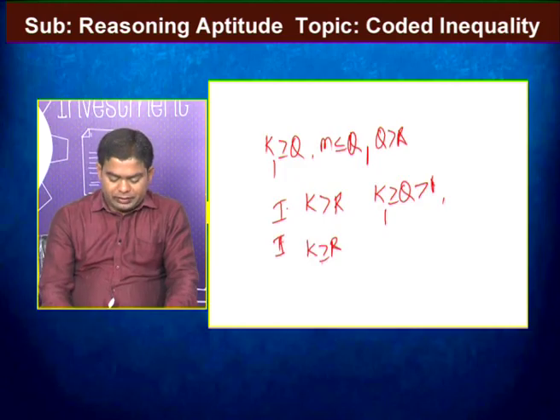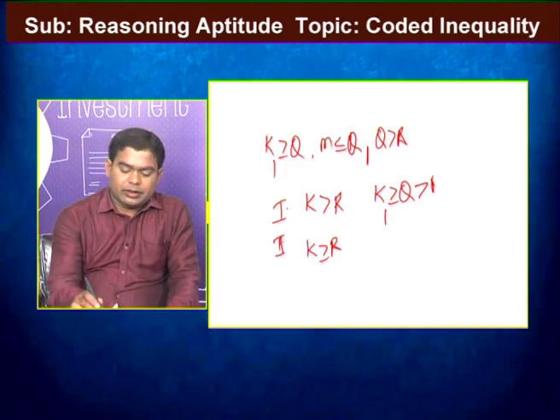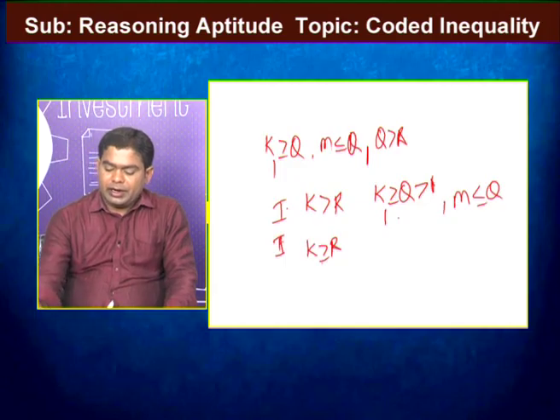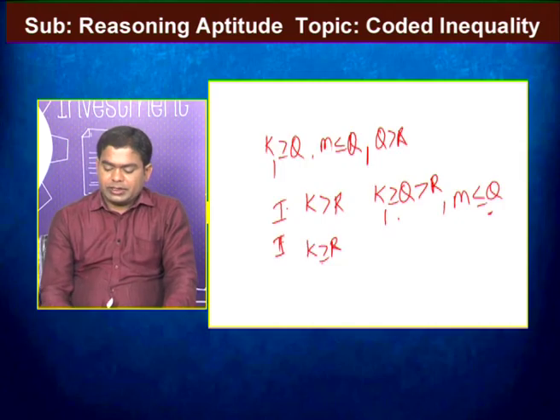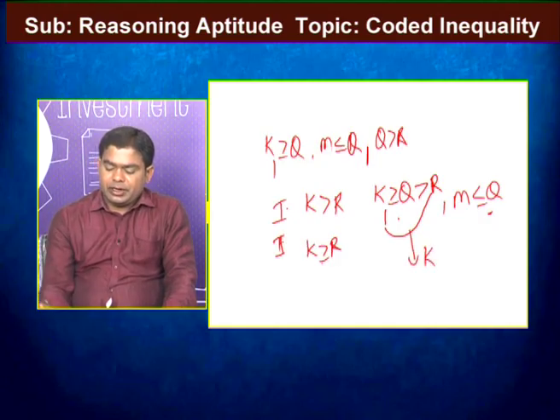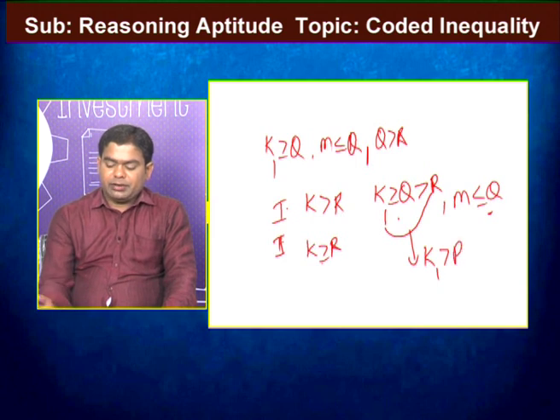So here K is related with Q, and M is related with Q, M less than or equal to Q, and Q greater than R. Again our statement is in two parts. This one is the first part, this one is the second part. There is no relation between the first part elements and the second part elements. So there is no relation between K and Q, K and M, or Q and M.